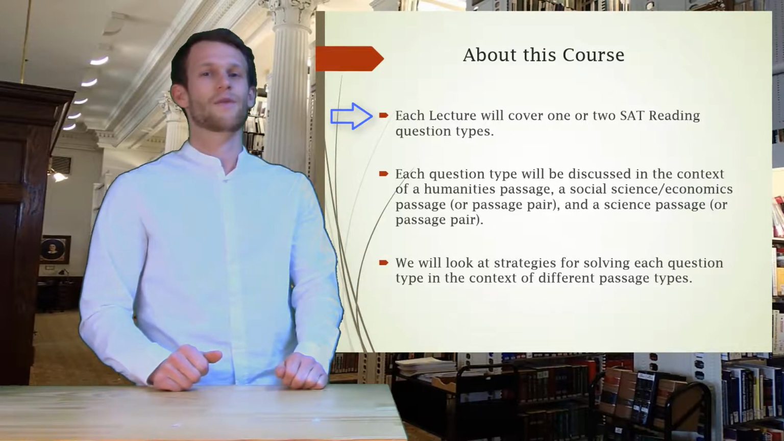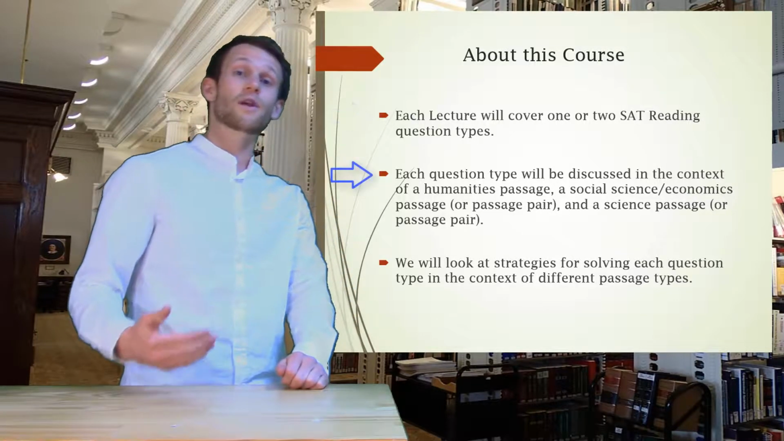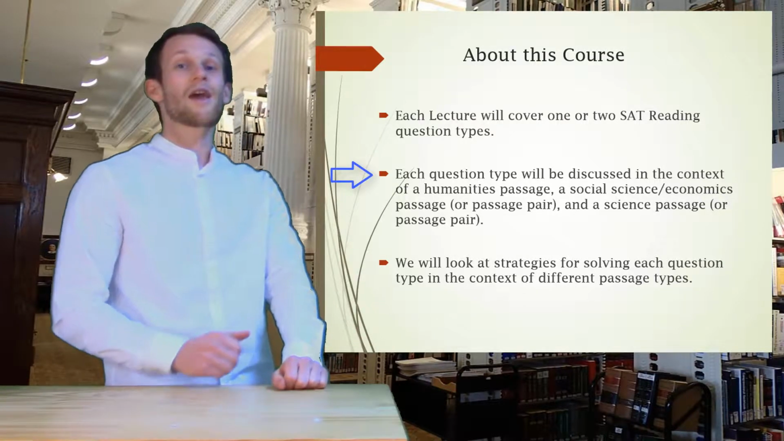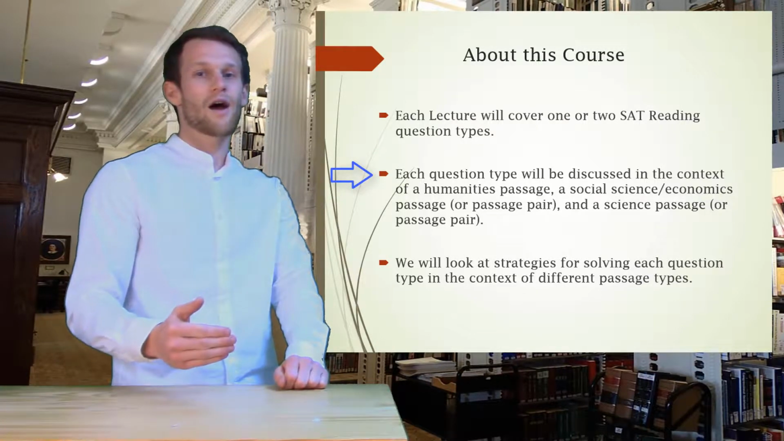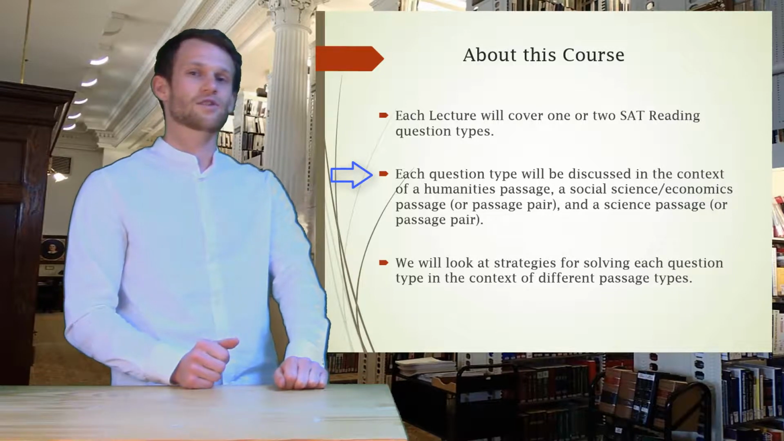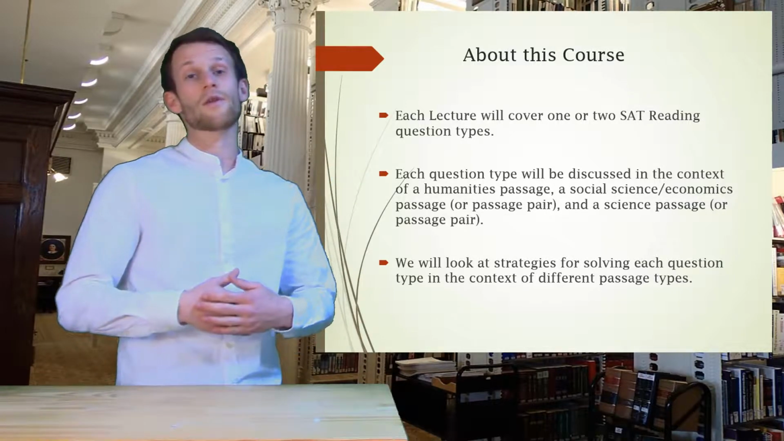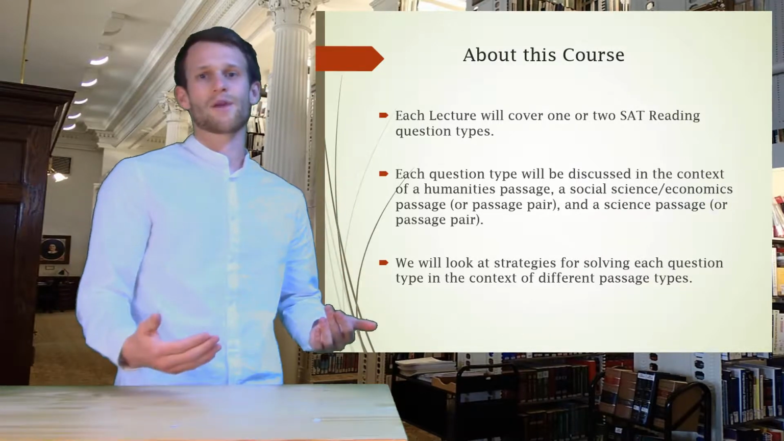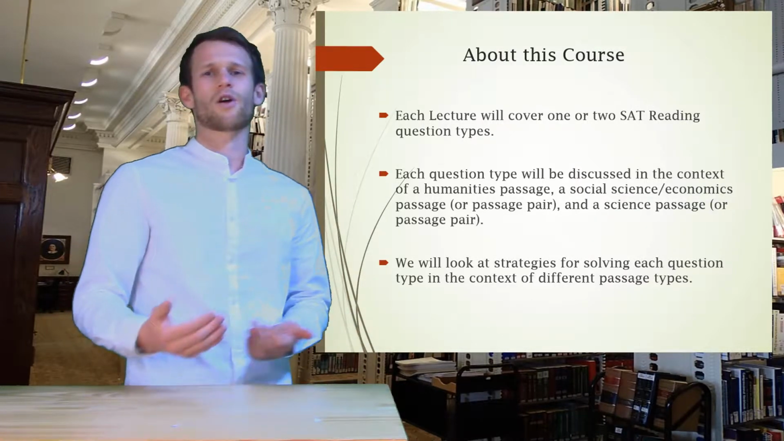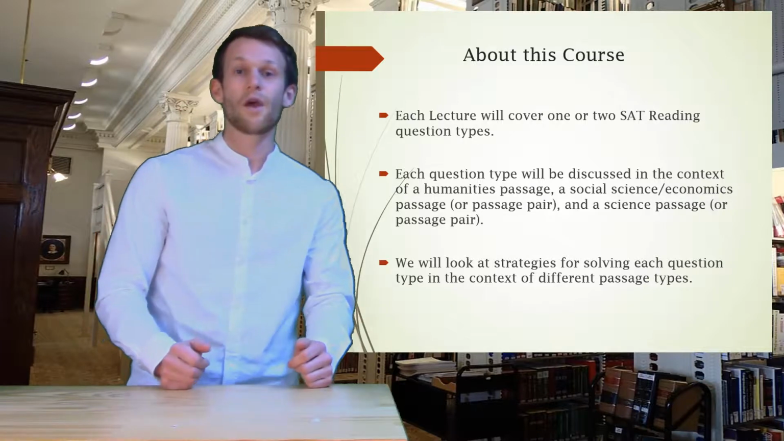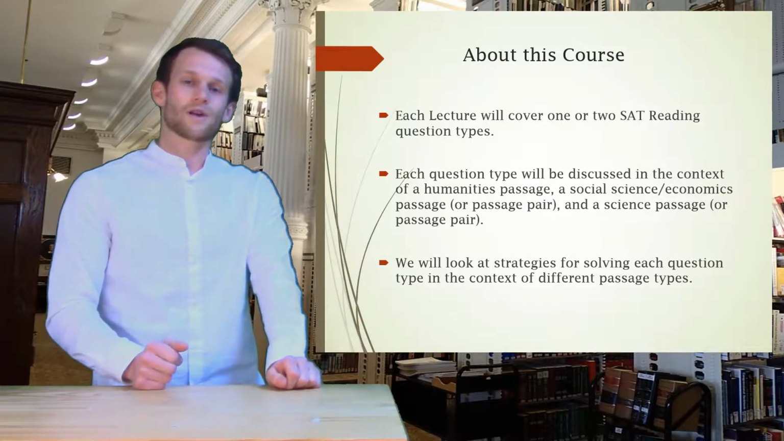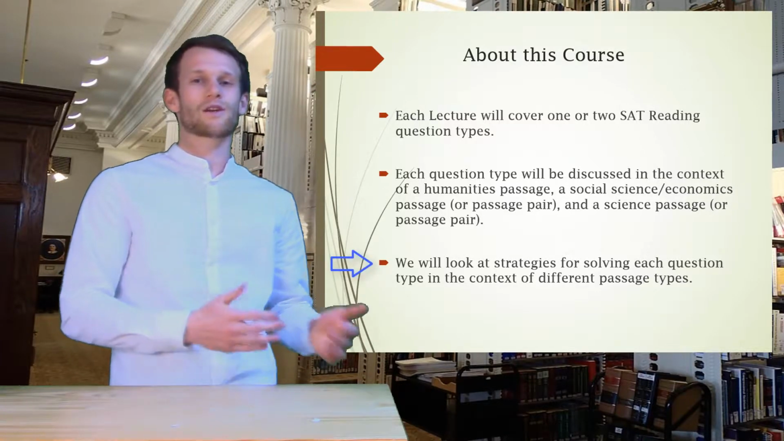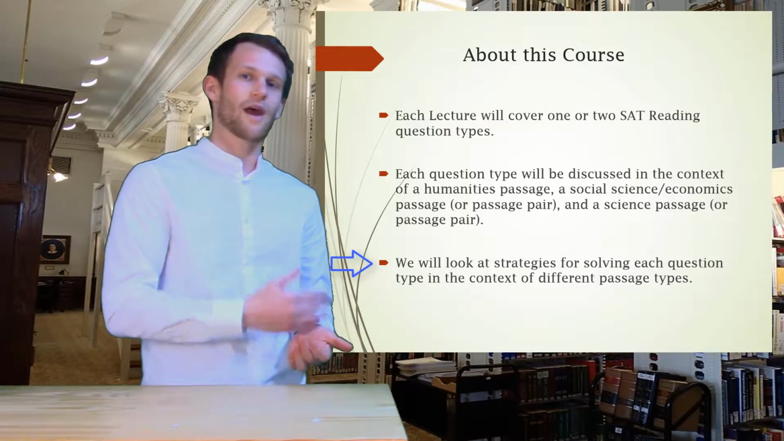Now, we're going to cover each of these question types, again, words in context in this case, in the context of a humanities, social science, and a science passage. The reason for this is those are the three basic passage types that you'll see on the SAT. Some of these appear as passage pairs, but the fundamental concepts behind them remain the same. So we'll look at each question type in the context of each passage type so that we can see how each question type is used differently from passage to passage.